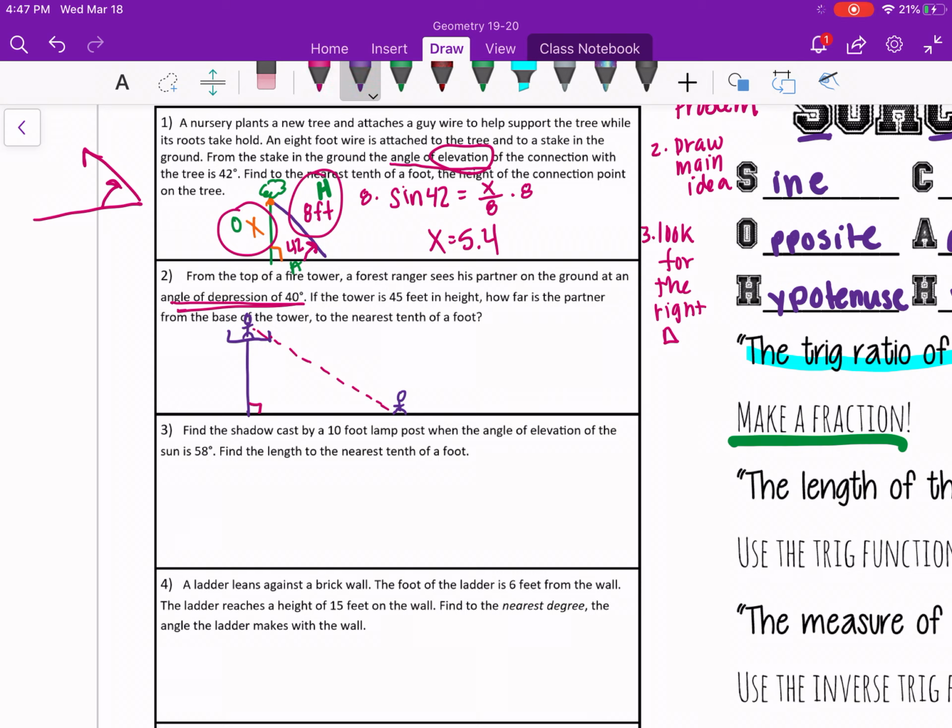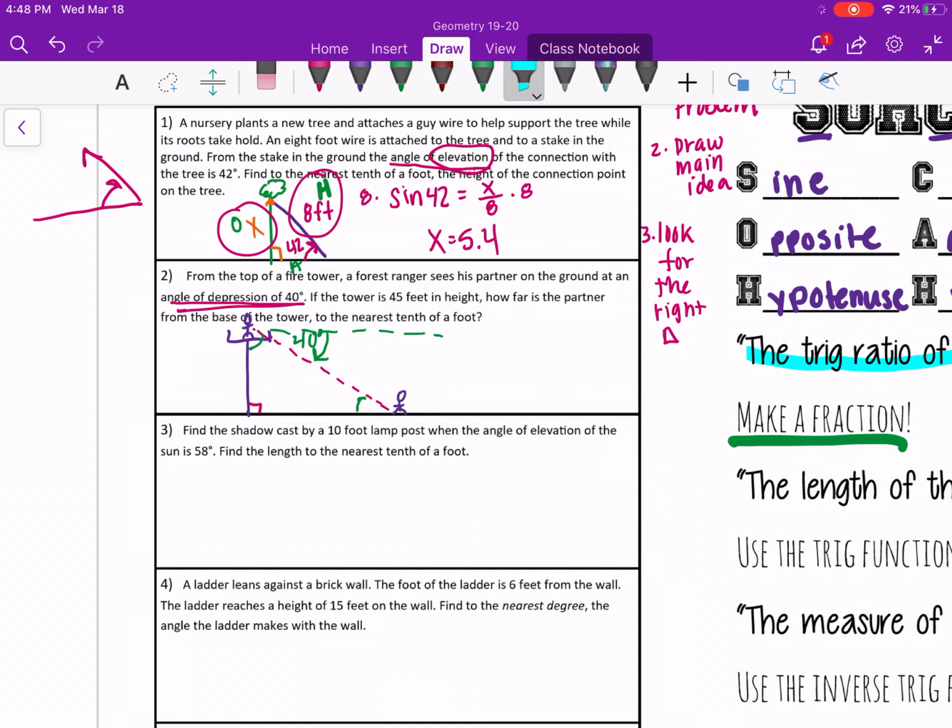The angle of depression comes from straight out down, meaning this angle right here is the angle of depression. And that doesn't help us because that angle is outside of the triangle, and I can only do trig with angles that are inside of the triangle, like here or here.